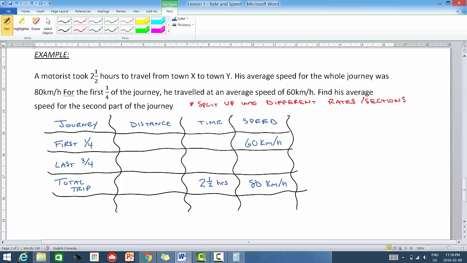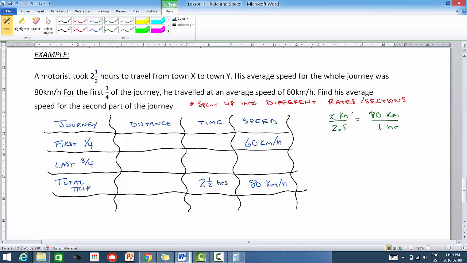Find his average speed for the second part of the journey. In this section, we look at which section gives us the most information. And right now, under total trip, it gives us the most information. So I'm going to write this in green, something different. 2.5 hours going 80 kilometers an hour. So you're setting up your ratio like you did before. Over here, we have 80 kilometers, 1 hour. And on this side, we're going to set up our 2.5 hours. But we don't know how many kilometers we've gone. And that's what we want to try to find out.